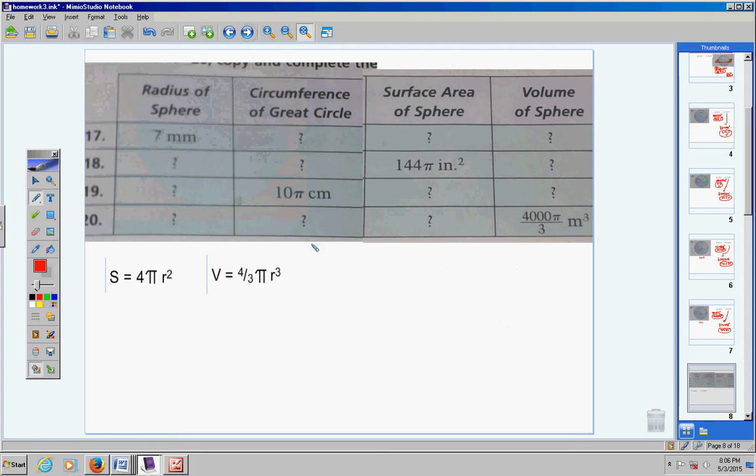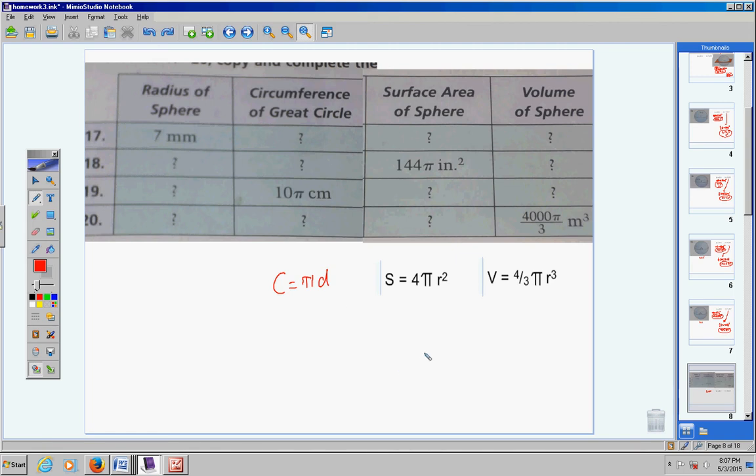Plain and simple. Now number 17 through 20, the directions say to complete the table, so no problem. We'll be doing the same stuff all over again. So here we go. First of all, they tell us the radius is 7. They want us to find the circumference of the great circle. Are you ready? So remember the formula for circumference of the great circle is just pi d, okay? Because even though it's called the great circle, it's still a circle. And if you're trying to find the circumference of a circle, the formula is pi d.